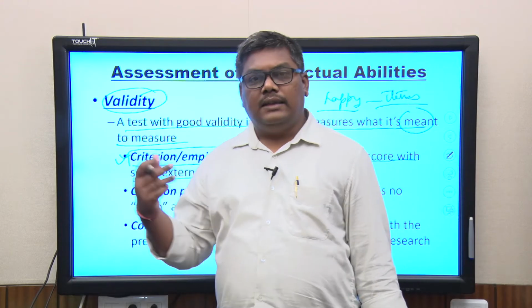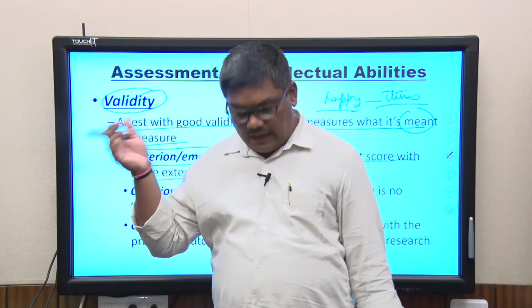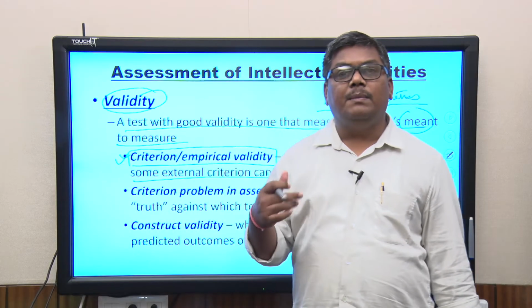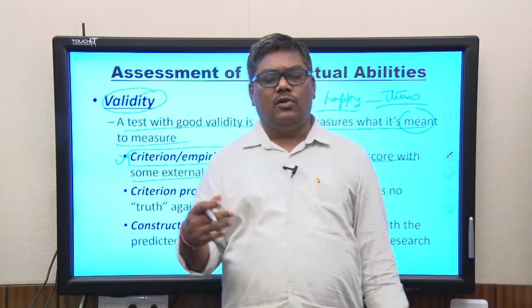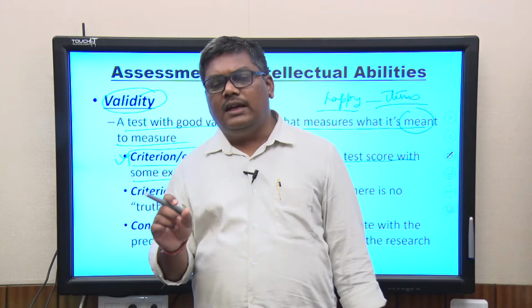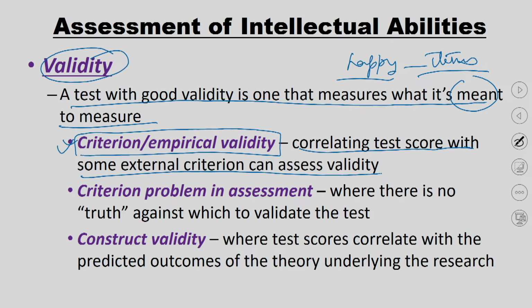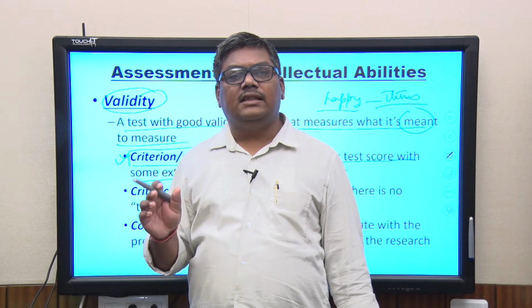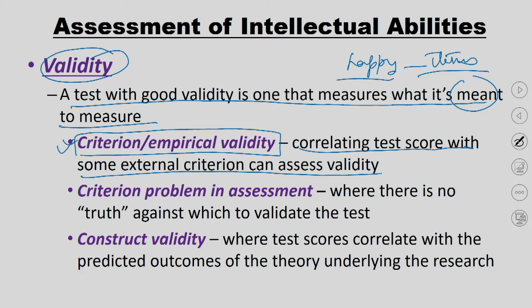Let us say there is a test of happiness already existing in the market, and I develop a new test. If my test gives the same or nearly equal score to the test which is already in the market, and these scores correlate highly, then we say that they have criterion or empirical validity. The test in the market uses a criterion for measurement of happiness, and my test gets scores similar to that, so it is supposed to have criterion-related validity.